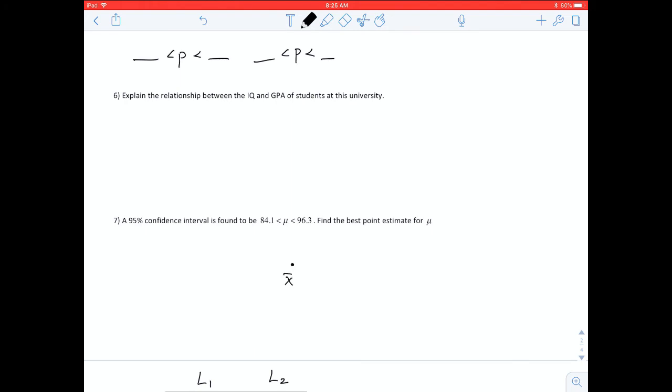And last, when you make a confidence interval, what you do is you have a sample mean. And then you find the error and you add the error on to get the number that's on the right side, you subtract the error to get the number that is on the left side. So that is this number, this is that number, and then this right here, the best point estimate, is saying, what does x bar equal? So in other words, what's the number that's in the middle of those two numbers, 84.1 and 96.3, just whatever's in the middle.